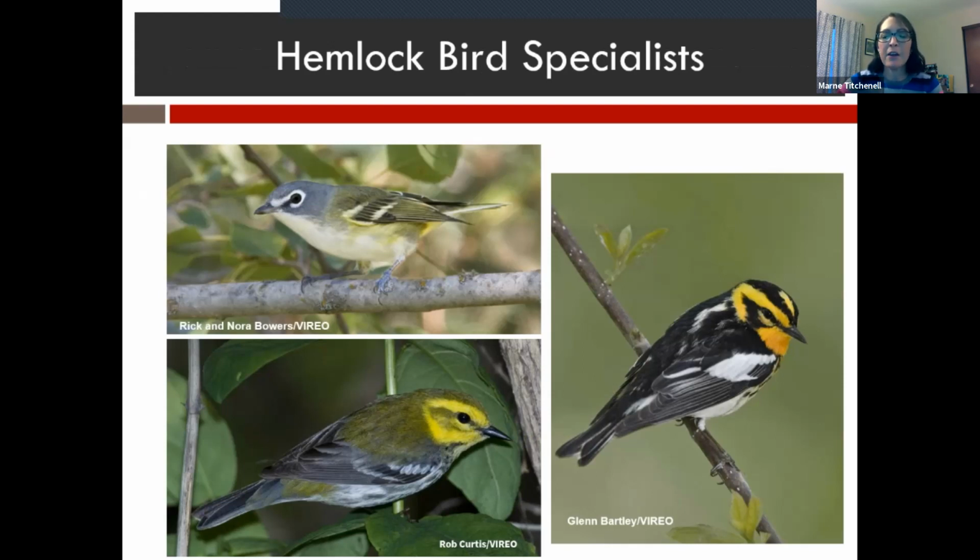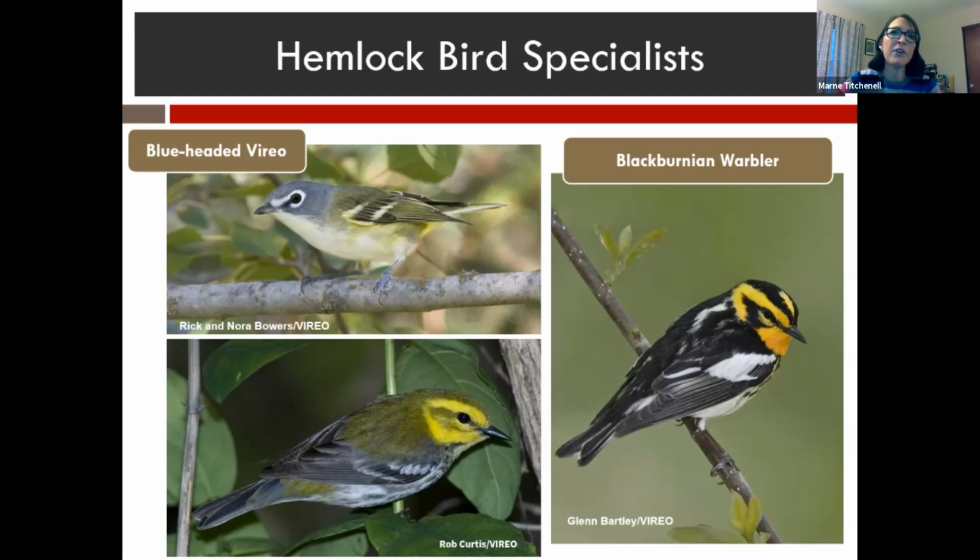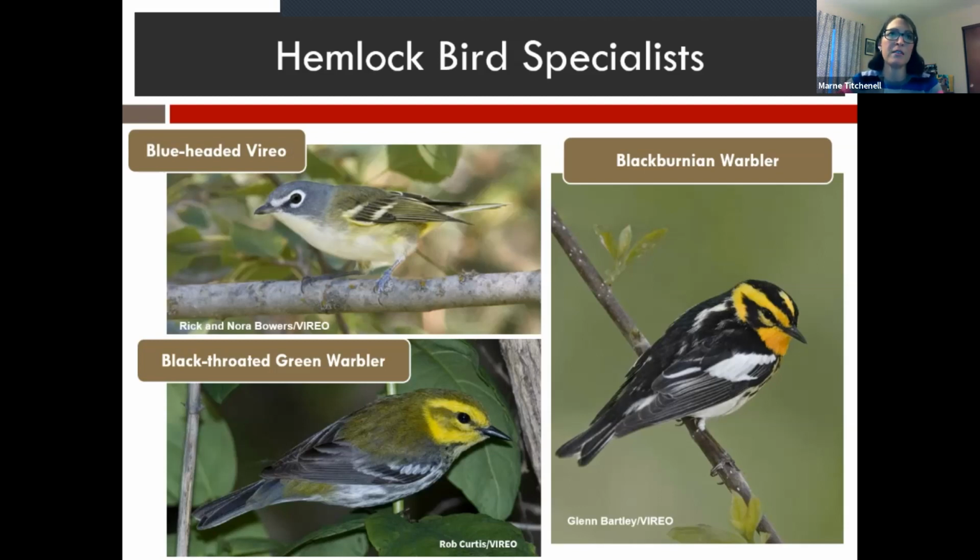And so when we look at our songbirds and their connection to hemlocks, we see that there are some species that are known as hemlock specialists. In fact, 90 different species of birds use hemlock forests, meaning they prefer hemlock stands to any other. If you've ever stood beneath a hemlock, you have probably noticed its dense canopy, how it creates just a really wonderfully cool and shady spot, and the birds appreciate that too. So some examples would be the blue-headed vireo, the Blackburnian warbler, and the black-throated green warbler. So some examples of those hemlock bird specialists.